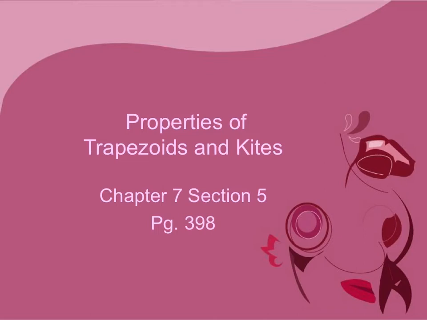So today we're going to cover the last section of chapter 7. Today we're going to learn about trapezoids and kites. Now, both of these types of figures are not parallelograms. They're quadrilaterals. They have 4 sides, but they do not have 2 pairs of opposite parallel sides.